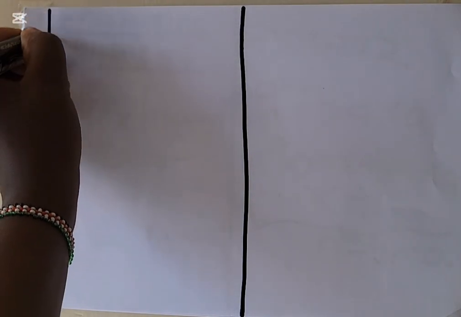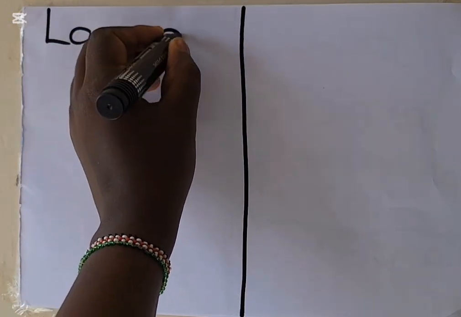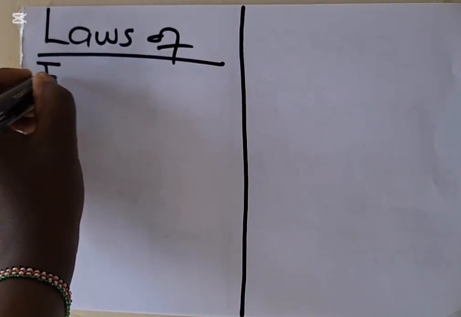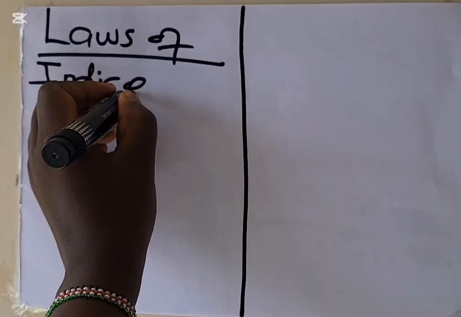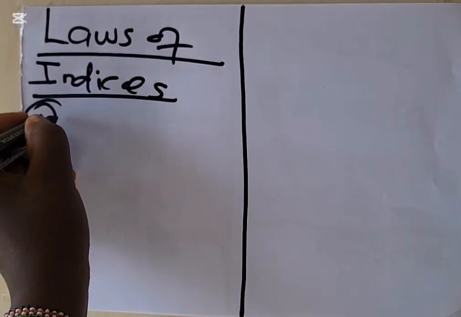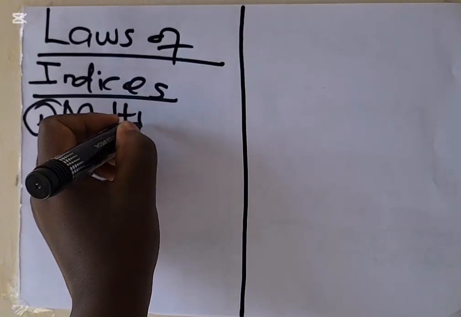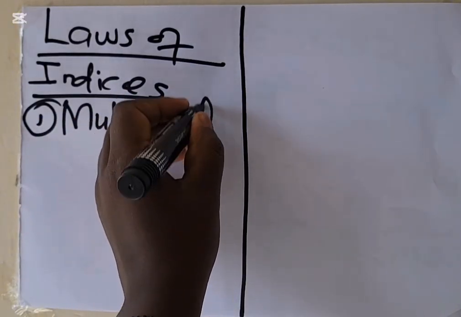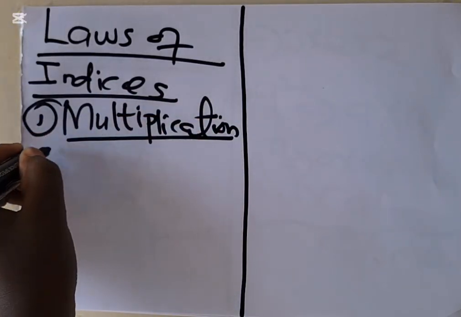Now, let's get to different rules of indices. They are called laws of indices. There are several. We are just going to learn maybe a few of them. The first one is called the multiplication rule.